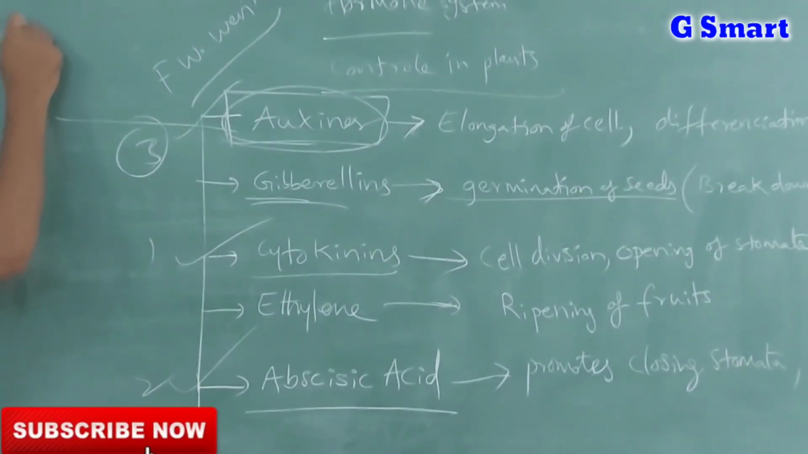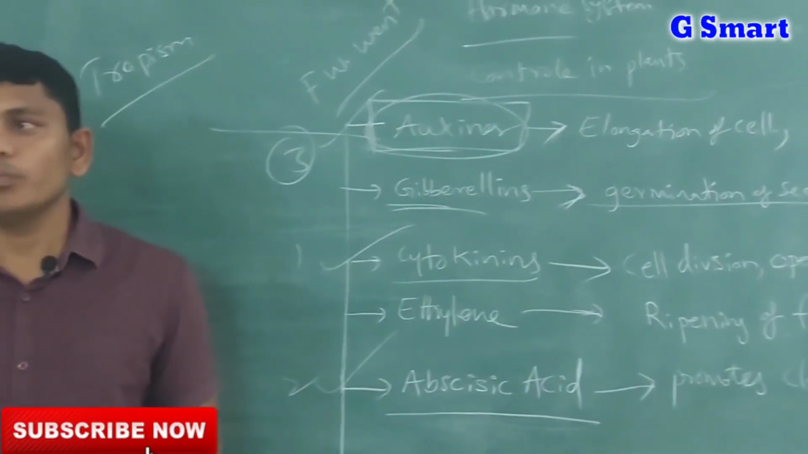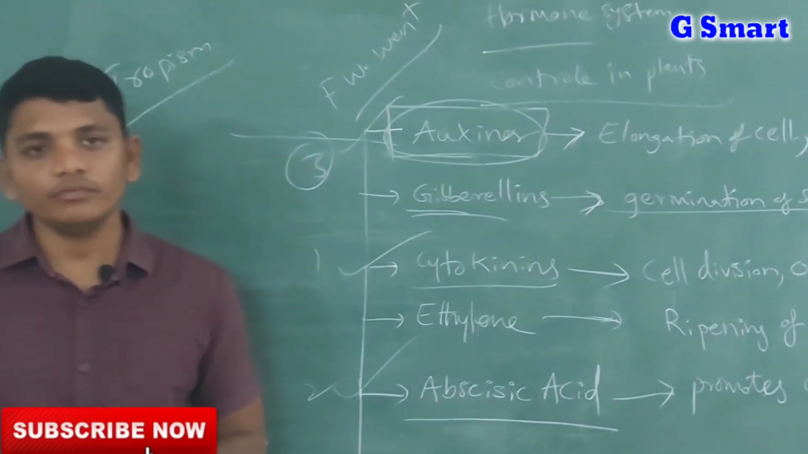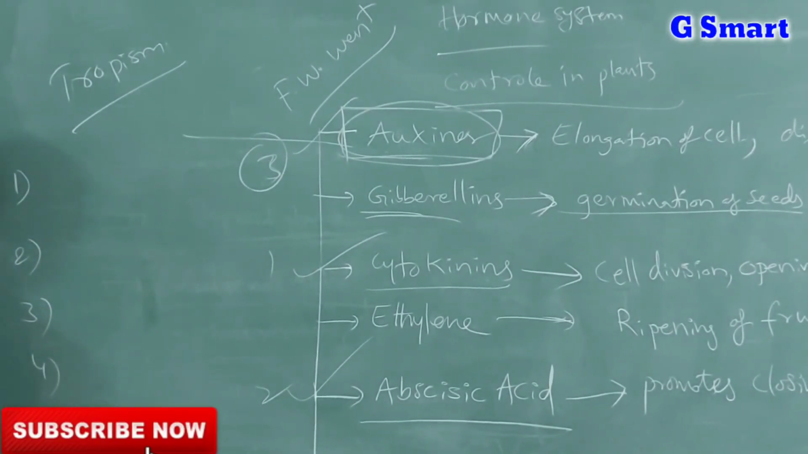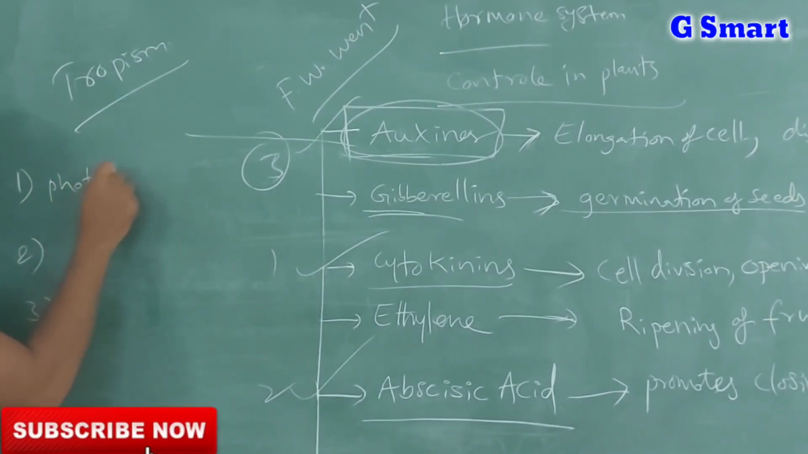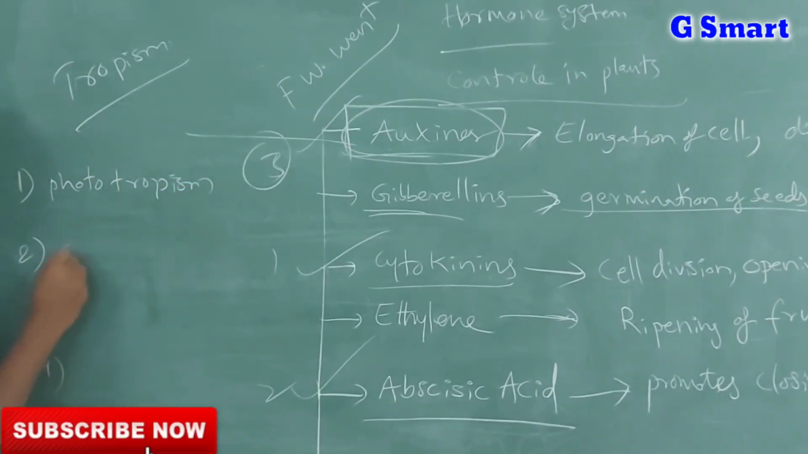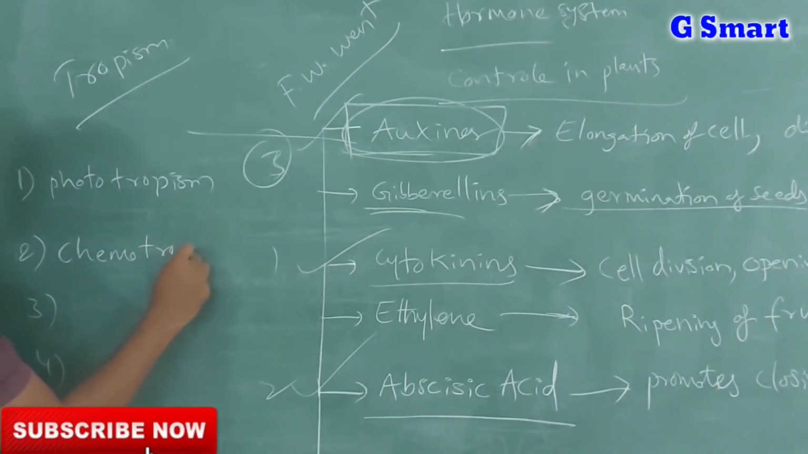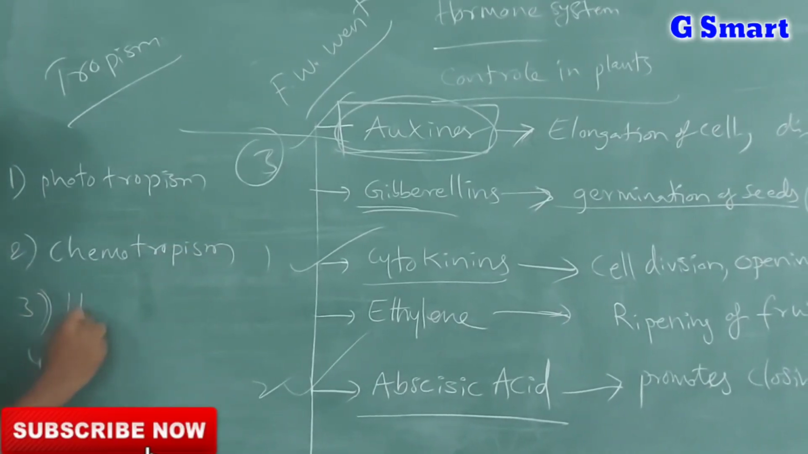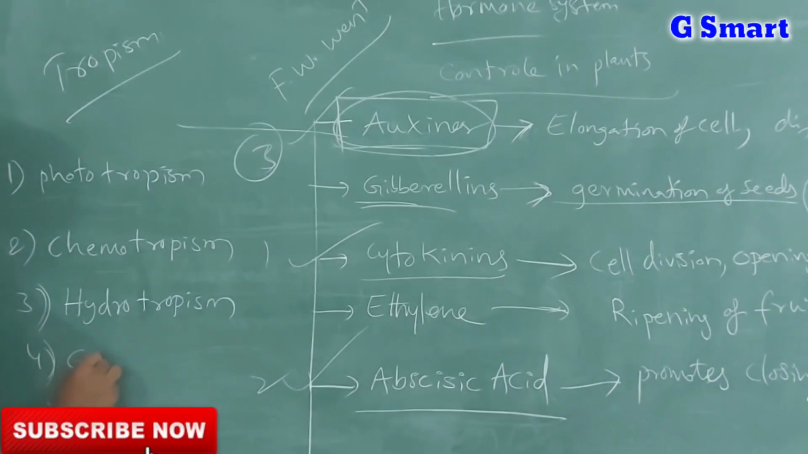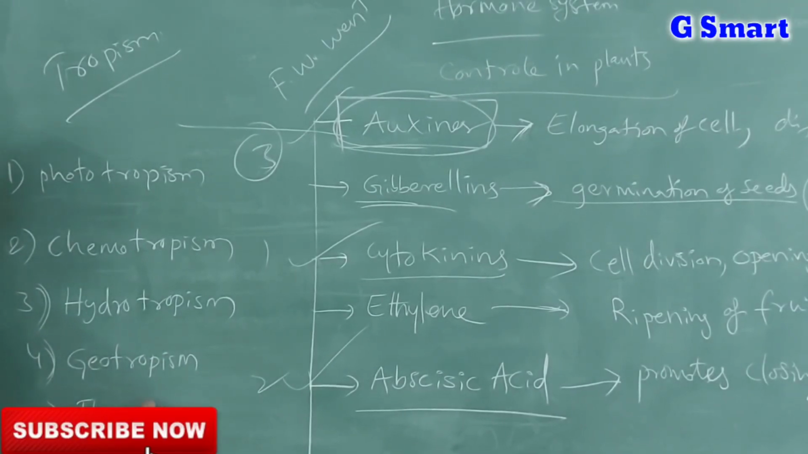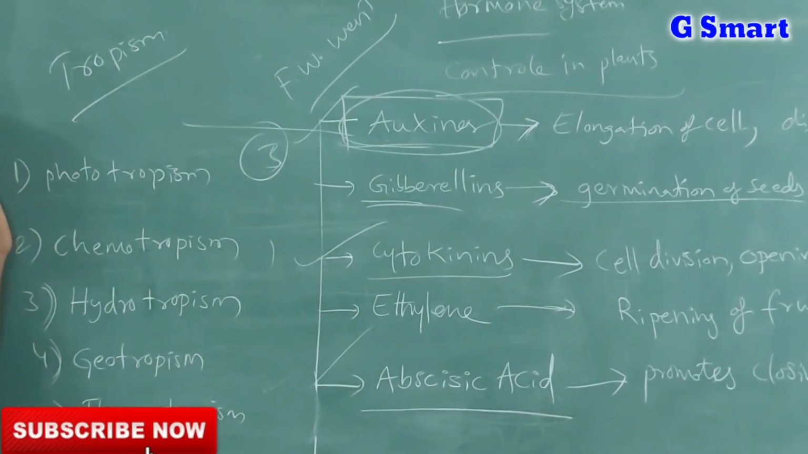Let us discuss what are tropisms. You know, tropism is nothing but movement of growth. Plants generally show some tropisms. Let us discuss phototropism, chemotropism, hydrotropism, geotropism and thigmotropism. These are tropisms you can see in plants.